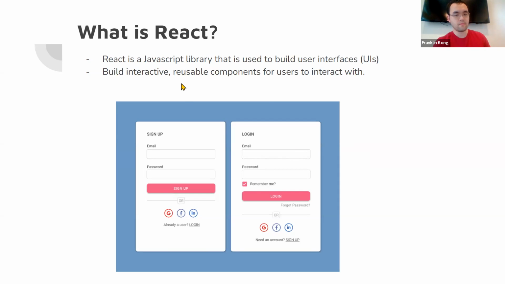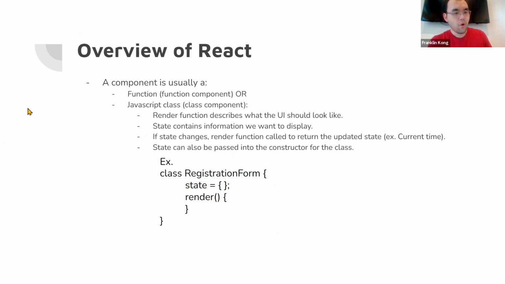So here's a brief overview of React. Earlier in the previous slide, I talked about components. Each component is typically implemented as a JavaScript function, such as one that may return a button to be displayed on the page, or more commonly, it's implemented as a JavaScript class. The class will usually include an object called state and a function called render, as you see in the example below.